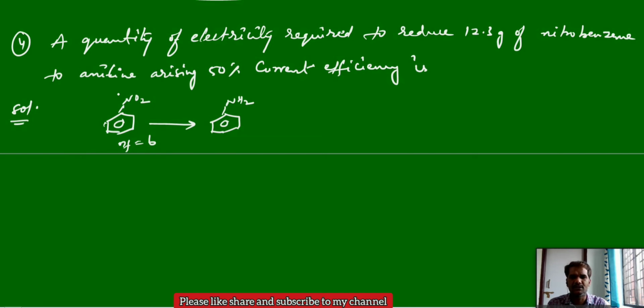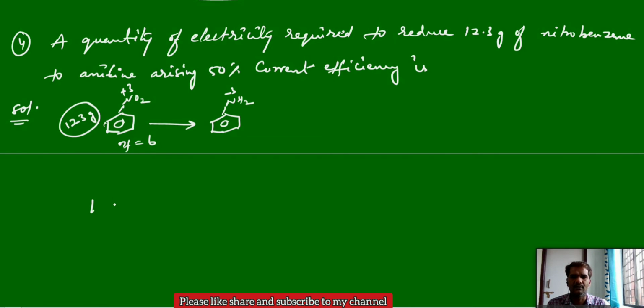What is the N factor for nitrobenzene here? 6. Why? Because of the change in oxidation state. Here the nitrogen oxidation state is +3 and here the nitrogen oxidation state is -3. It is changing from +3 to -3, so the overall change is 6. N factor for nitrobenzene is 6. And what is the mass? Nitrobenzene molar mass is 123 grams. Now, this is the data with you. They are asking the quantity of electricity.